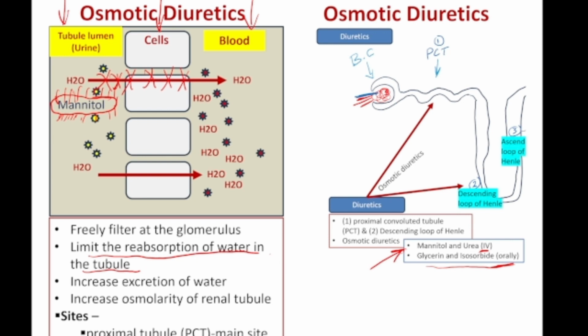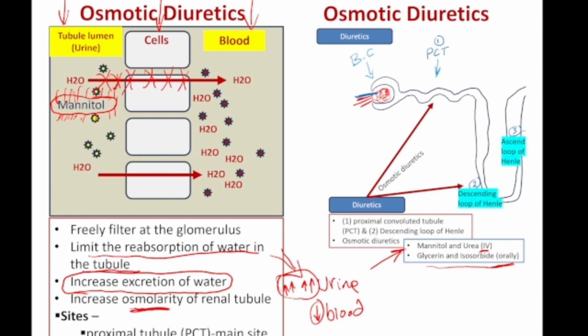In this case, we are going to have a lot of water in the urine, so we can make it like an arrow: a lot of water in the urine. And what happens to the blood? We have less water in the blood, so reabsorption of water in the tubules is limited. The patient will start going to the bathroom frequently to empty the bladder, because we have increased excretion of water. So we have urgency of urination, and the osmolarity of the urine will be increased, because we have a dilutional state.